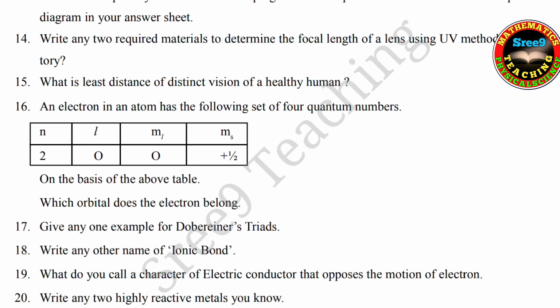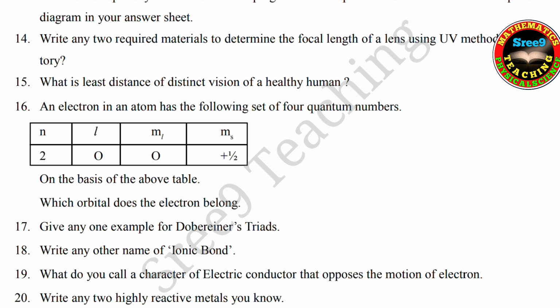What is the question? An electron in an atom has the following set of 4 quantum numbers. What are they? n, the principal quantum number, is 2. l, the angular momentum quantum number, is 0. ml, the magnetic quantum number, is 0. And ms, the spin quantum number, is plus half. Okay, this is the data.